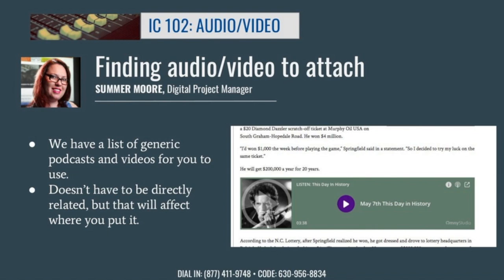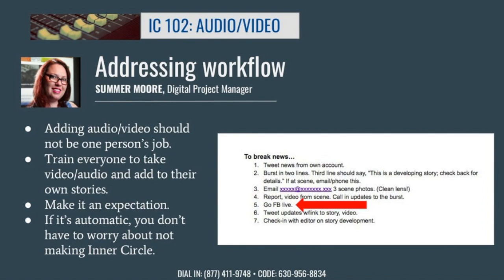Exactly. So I think the biggest issue that we hear about is workflow. A lot of times you might have one digital editor, or one person that's been responsible for this in your newsroom. I think that's a really hard way to do this. I think the easiest way to make sure that all of your trending content passes Inner Circle is to have audio and video on as many stories as possible. And the best person to do that is the person who's writing the story. So it's really important to train your entire newsroom to know how to do this. It's very simple. I'll show you in the next slide.